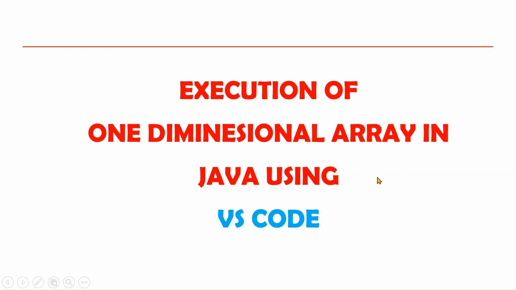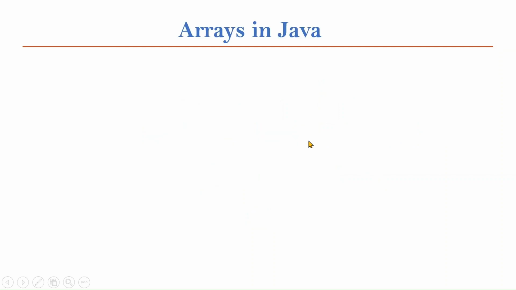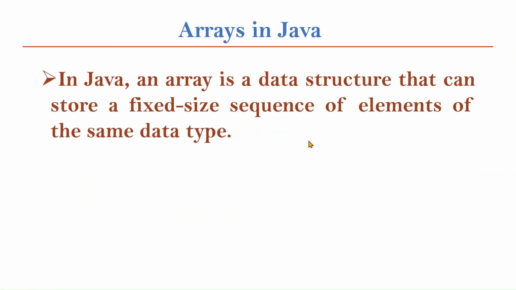Today I will explain the execution of one-dimensional array in Java using VS Code. Before going to the execution, we'll see what is an array. In Java, an array is a data structure that can store a fixed size sequence of elements of the same data type. Now here I want to store a sequence of elements and that of same type. Suppose I want to store 10 integer numbers.